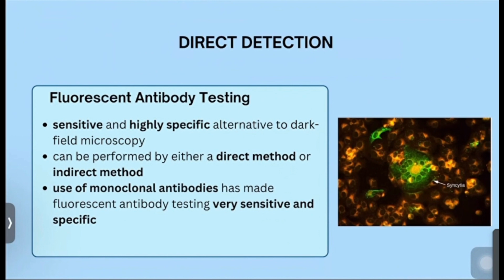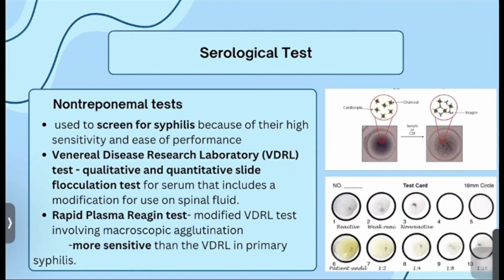Next is the serological testing. It can be classified into non-treponemal and treponemal tests, but I will discuss first the non-treponemal test. It is used to screen for syphilis because of its high sensitivity and ease of performance. It also determines the presence of an antibody that forms against cardiolipin, which is the lipid material released from damaged cells. The reagin can be found in the sera of patients with syphilis and several other disease states.